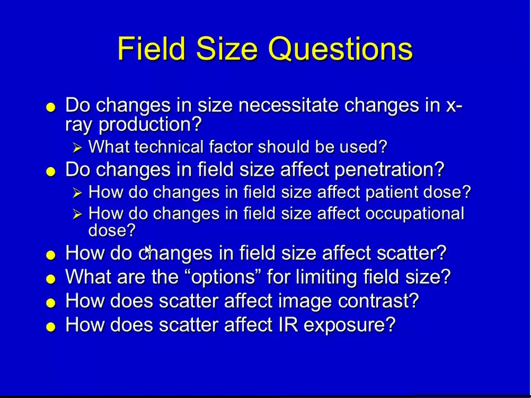So how do changes in field size affect scatter creation? What are the options for limiting field size? And how does scatter affect image contrast? And finally, how does scatter affect image receptor exposure?